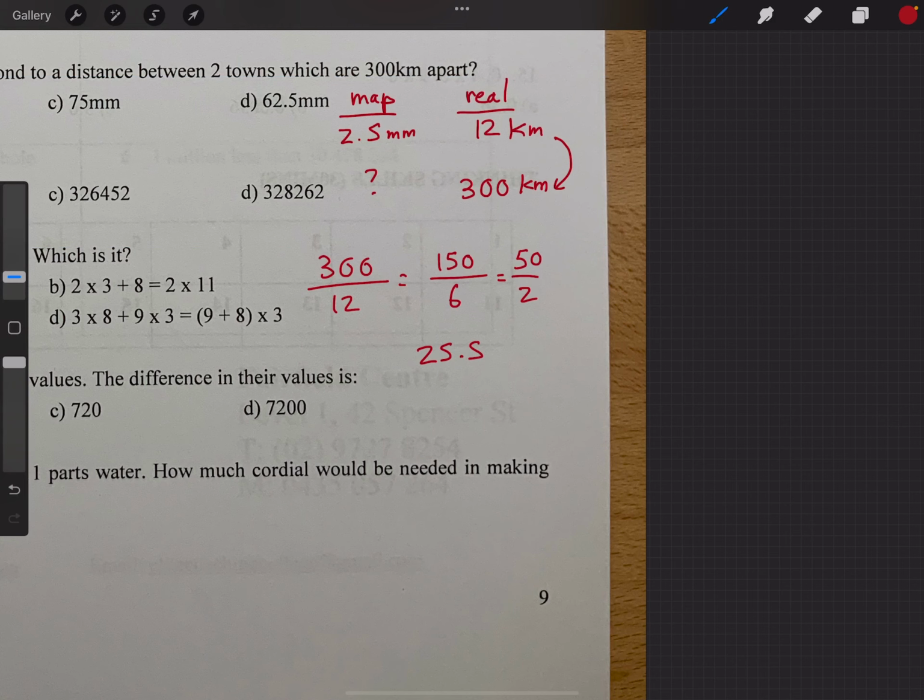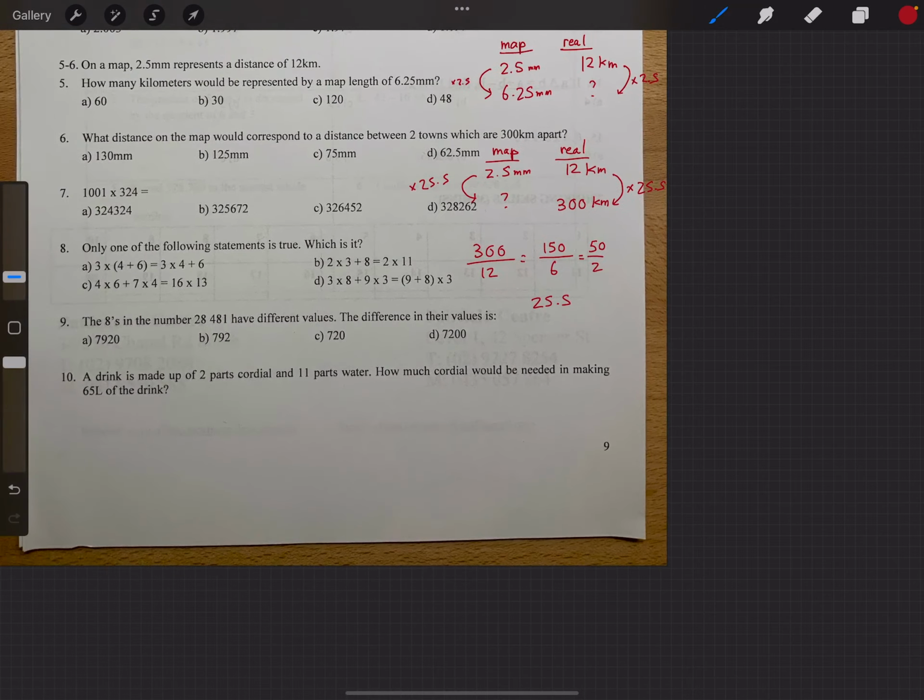That means that from this number 12 to 300, we multiplied by 25.5. Okay, so if you multiply the right hand side by 25.5, what do we do to the left hand side? We multiply by 25.5. Okay, so see if you can work out what that is.